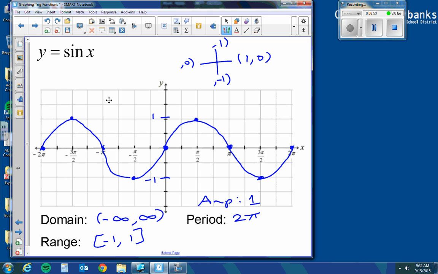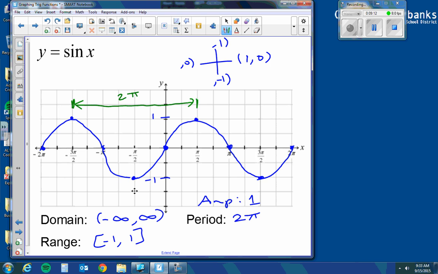One more thing I want to show you when we're talking about period is, watch this. If I go from this peak to this peak, or that crest to that crest, that's from like negative 3 halves to positive 1 half. It's like 4 halves, but 4 halves is 2 pi, isn't it?